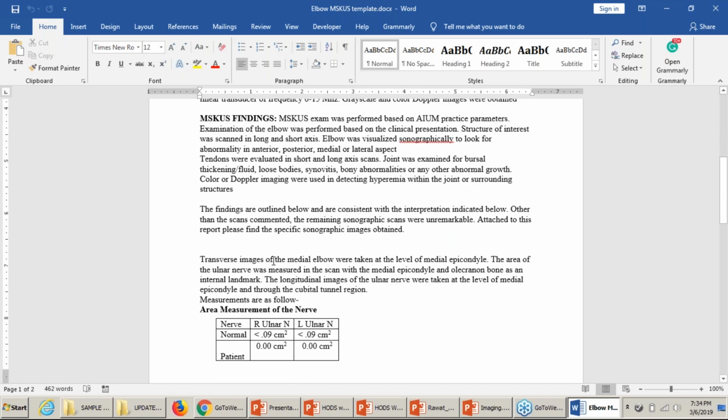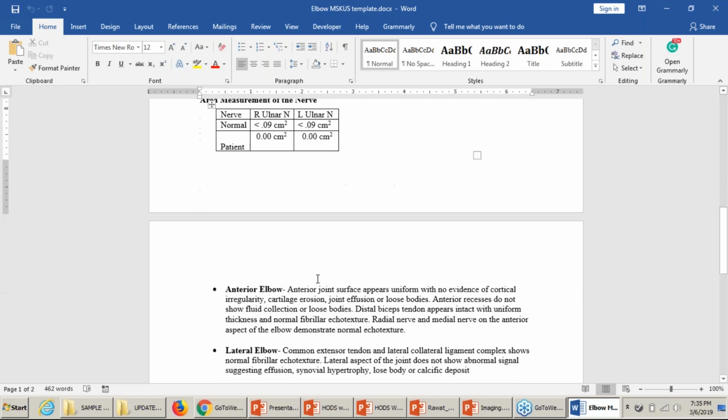Then we get into the specifics. So this is an elbow template. So we start by writing what cross-sectional area you measured in the nerve, if that's relevant to your exam. Like I said, if someone is coming for musculoskeletal pain, non-neural symptoms, you don't have to have this here. You can delete it.